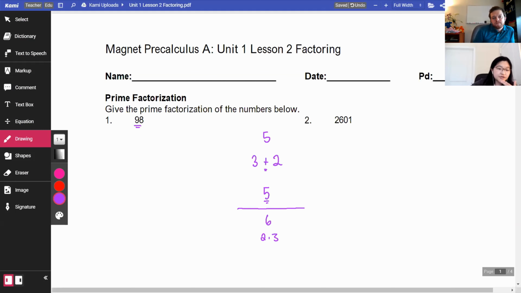Well, it's even, so I know that I can do 2 and 49. 2 and 49. And what I'm going to do is I'm actually going to break this up into a tree. That's my preference. You don't have to do that. But I'm going to go ahead and write 2 times 49.